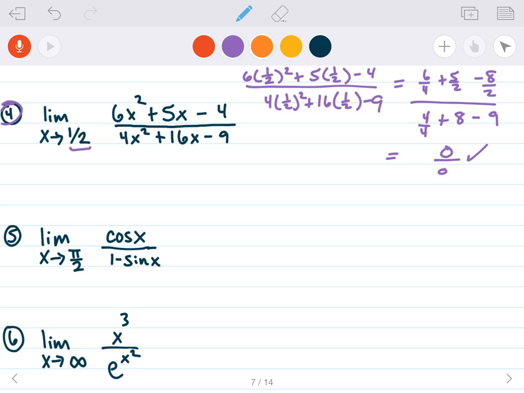So L'Hopital's rule says take the derivative of the top and the bottom independently. The derivative of the top is just, using the power rule, 12x plus 5.